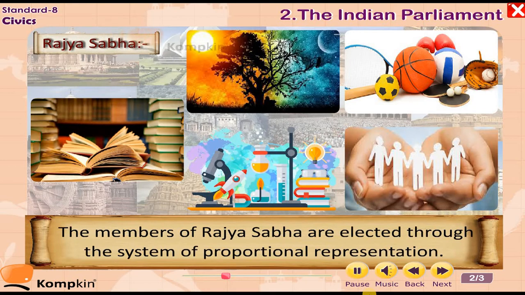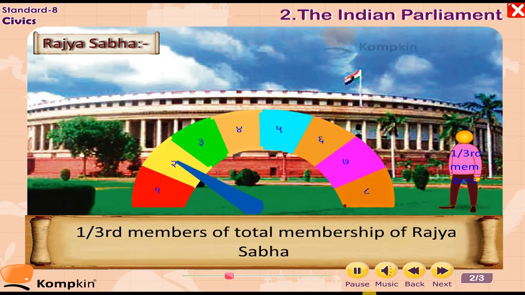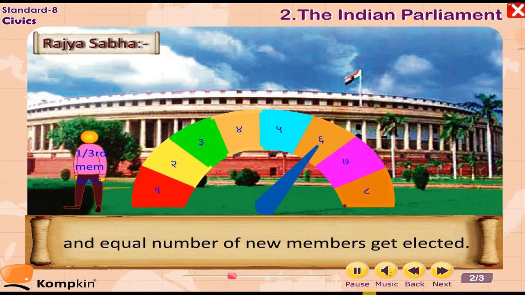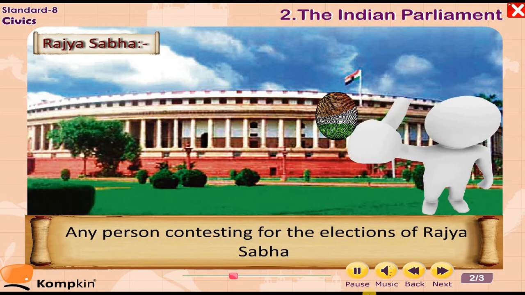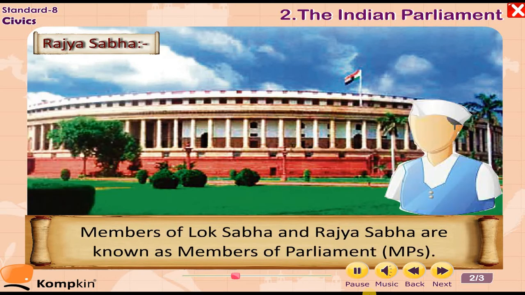The members of Rajya Sabha are elected through the system of proportional representation. Rajya Sabha is never dissolved completely, hence it is called a permanent house. 1/3 of the total membership of Rajya Sabha, who have completed their tenure of 6 years, retire after every 2 years and an equal number of new members get elected. Any person contesting for the elections of Rajya Sabha must be an Indian citizen and must have completed 30 years of age. Members of Lok Sabha and Rajya Sabha are known as Members of Parliament, MPs.